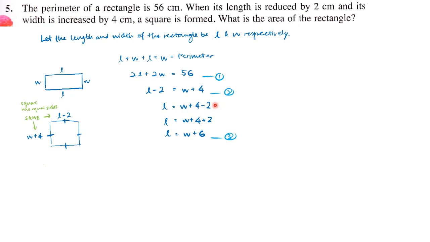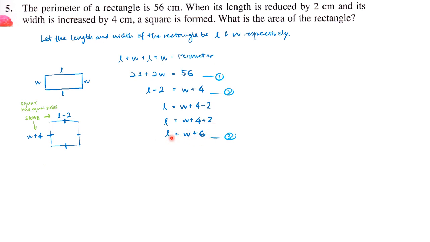Okay, so L equals W plus 4 minus 2. Wait, what is going on here? Okay, please ignore this line. I think I've written this line wrongly. So I add 2 on both sides, so I'll get rid of this. So I'll jump here. L equals W plus 4 plus 2, and L equals W plus 6.